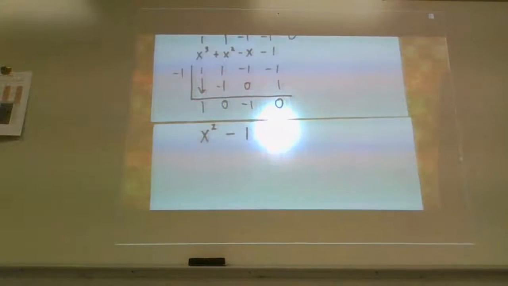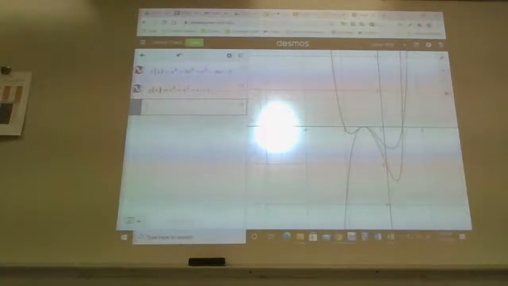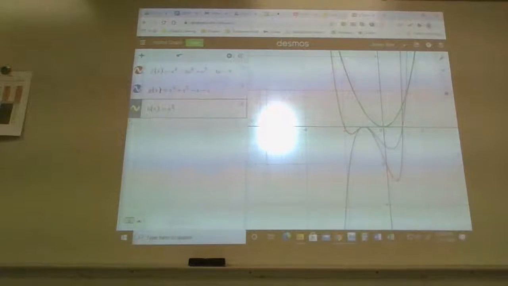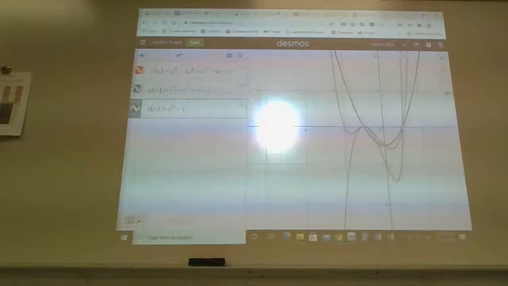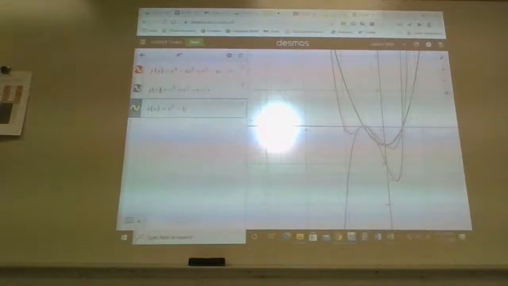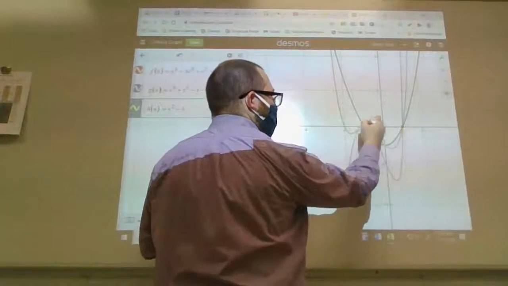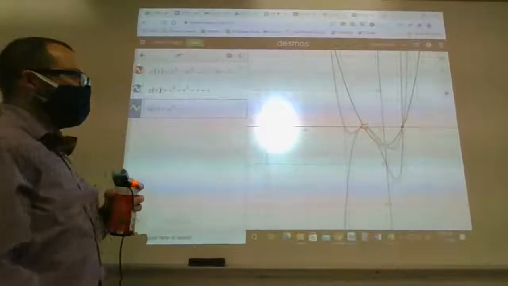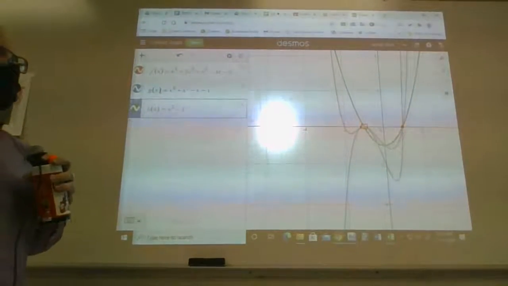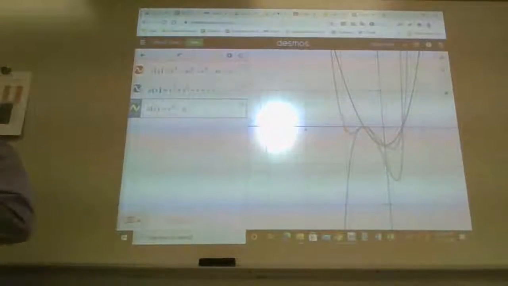Now again, if I go back here and type in now that green equation, look at the green equation. Still has that +2. Something's going on here, though. Something's going on with that -1. I thought we divided out the -1. Let's talk about this.